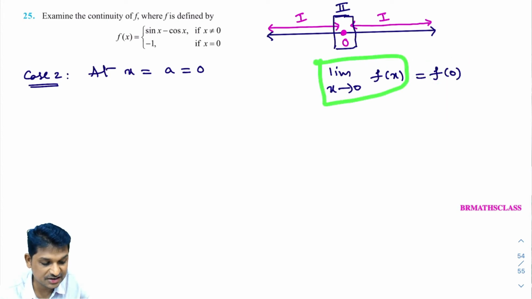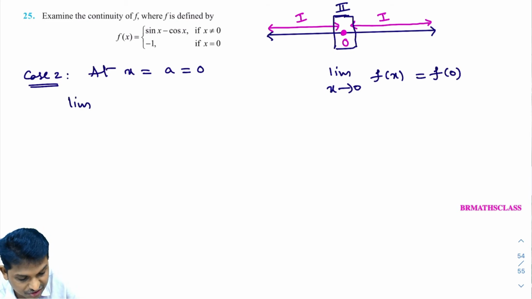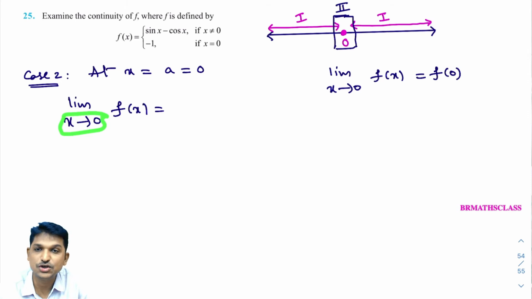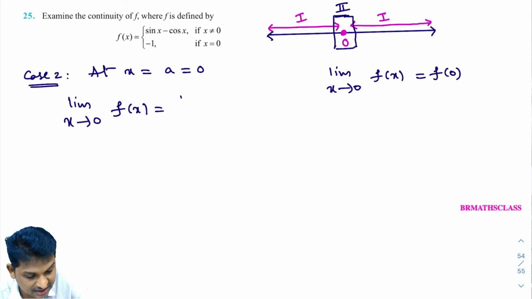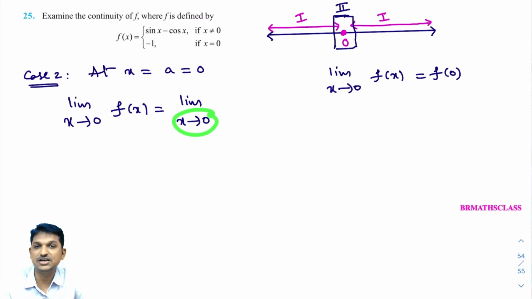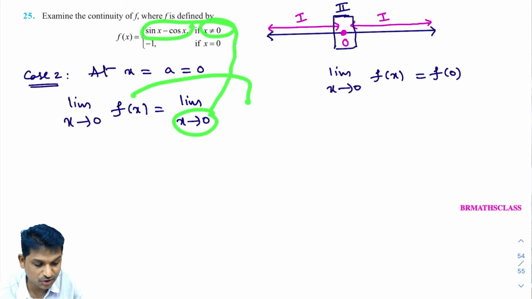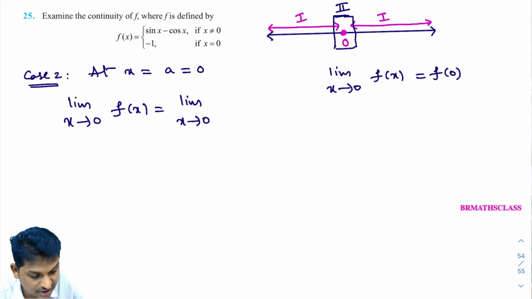Okay. First, calculate this one: limit x approaches 0, f of x. x approaches 0 means all x values are slightly less than 0 or all x values are slightly greater than 0 but not 0. So x approaches 0 means x is not equal to 0. When x is not equal to 0, what function to choose? The sin x minus cos x. So in place of f of x, I'll write here sin x minus cos x.